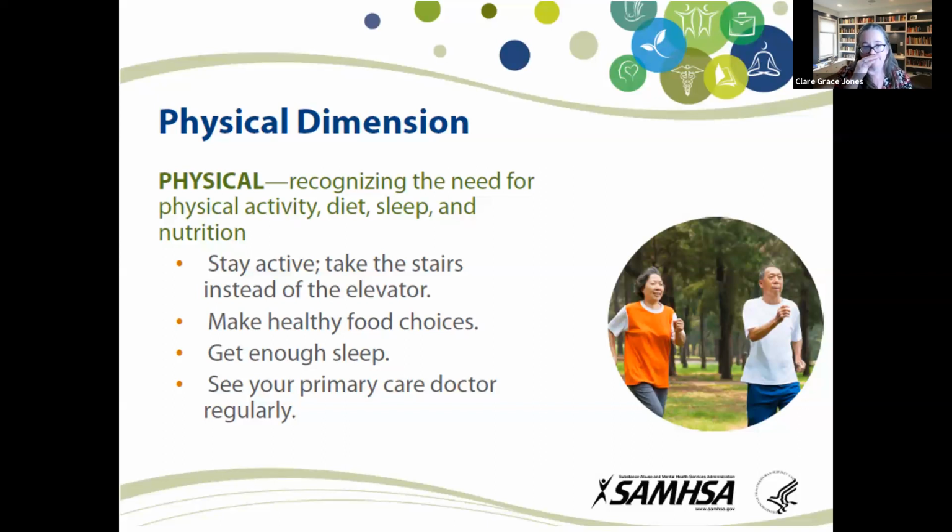So the first one, for example, here is the physical dimension. So recognizing the need for physical activity, diet, sleep, and nutrition. And so they give a few examples: staying active, taking the stairs, making healthy food choices, getting enough sleep, seeing your doctor regularly. What other things in the chat have you found have helped you to do something in this area as far as adding in a little more physical activity, or a trick that you found that helps you get a little bit more sleep, helps you manage your diet? I would love if as we go through each of these, if people want to just go ahead while I'm talking for each one, feel free to just keep popping in the chat.